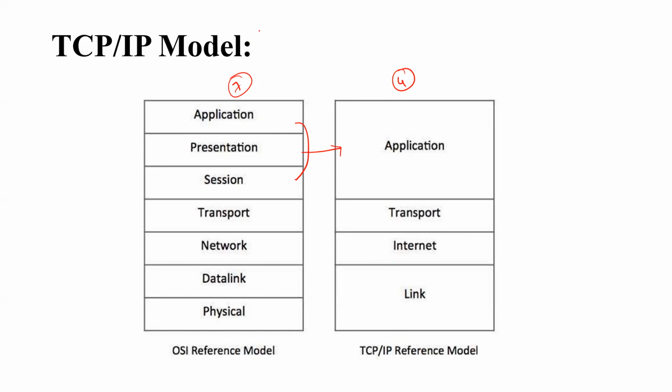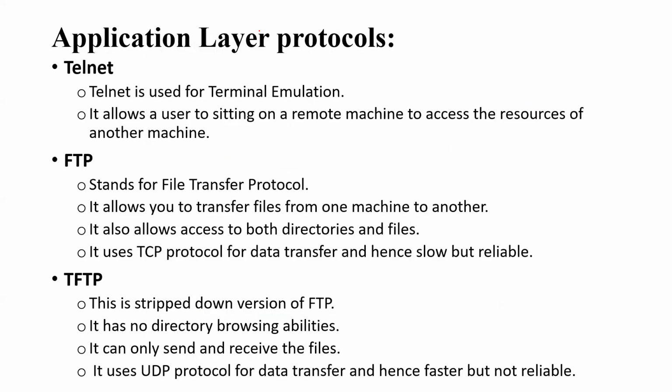Now let's go with a new concept, that is application layer protocols. In the OSI reference model we have 7 layers: application layer, presentation layer, session layer, transport layer, network layer, data link layer, and physical layer. Let's discuss them one by one. In the application layer we have some protocols, so let's discuss some of the protocols which are available there.